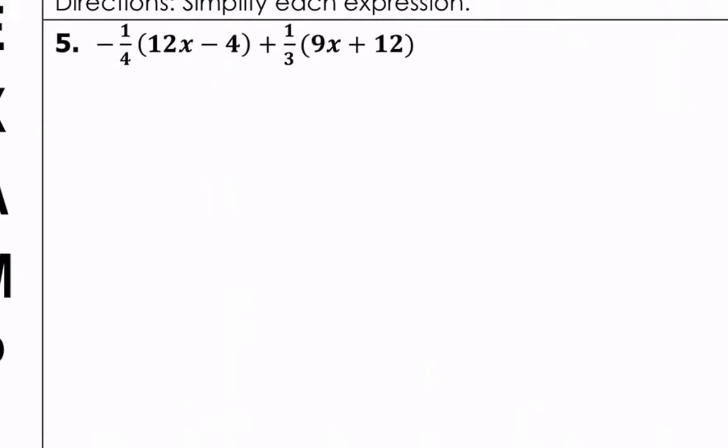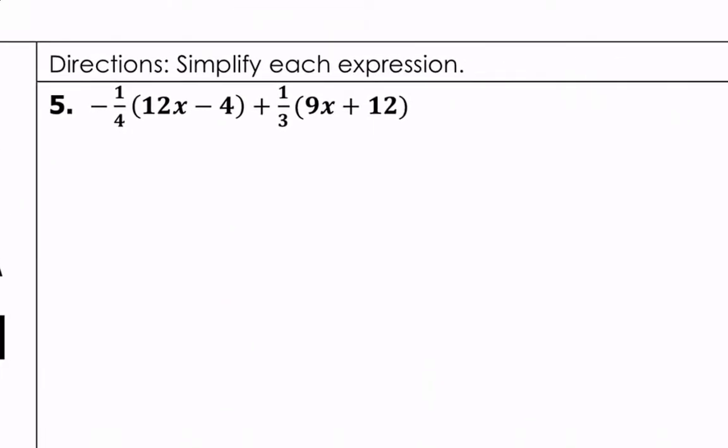All right, now we're going to get into some fractions. Not a big deal, especially when you have your calculator to help you. So if you're not very good, it's okay. All right, so same idea, two sets of parentheses, which means I'm going to have to distribute once here and then again here. So let's look at that first set. I'm going to take this negative 1/4 and multiply it by 12x.